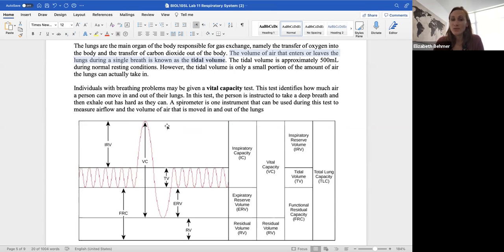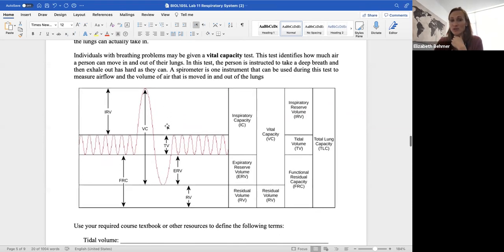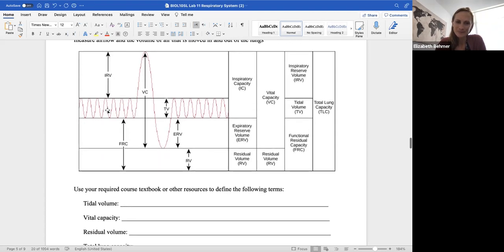Individuals with breathing problems may be given a vital capacity test, and this test identifies how much air a person can move in and out of their lungs. In this test, the person is instructed to take a deep breath and then exhale out as hard as they can. They use a spirometer, which is an instrument that measures airflow and the volume of air that is moved into and out of the lungs. And we get some measurements here.